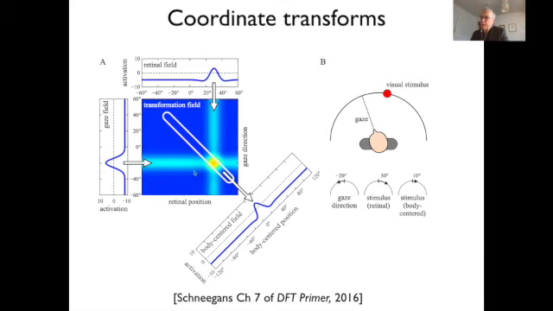So any location in this field represents a pair of gaze angles and retinal angles, and along diagonals are all the locations that have the same coordinates relative to the body. To figure that out, it's an approximation.